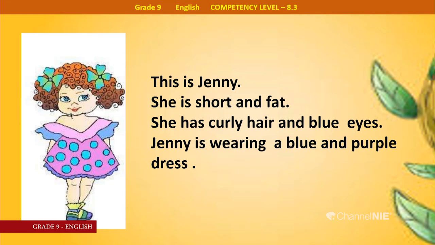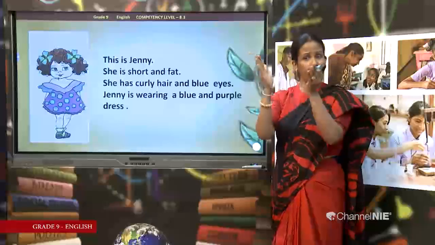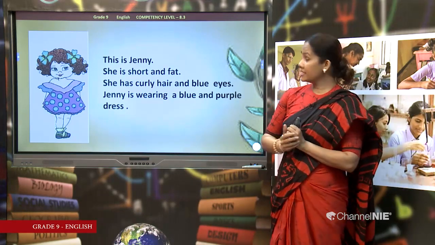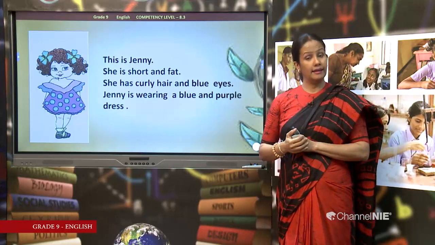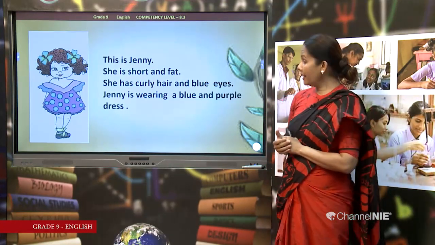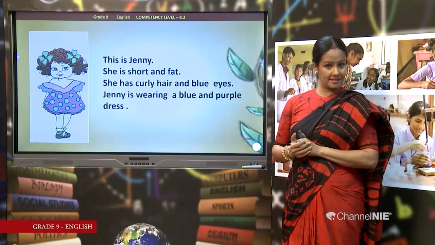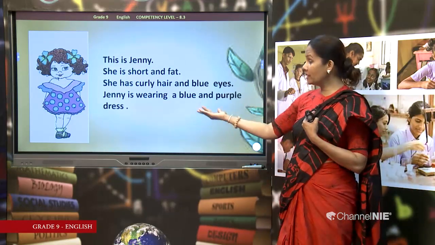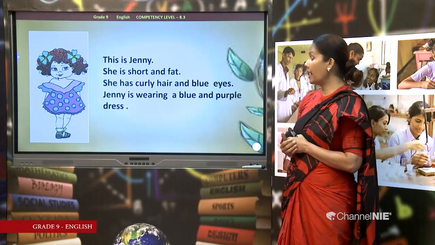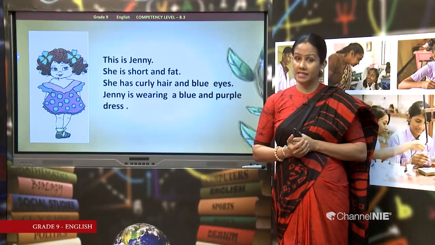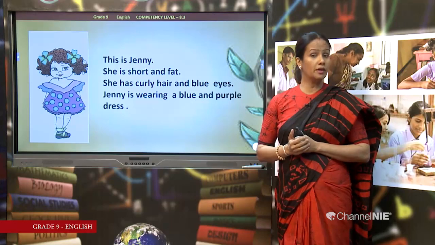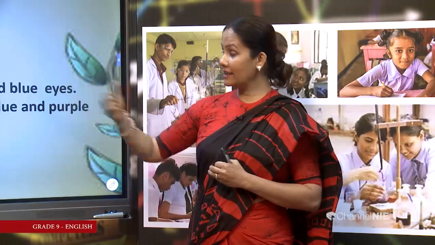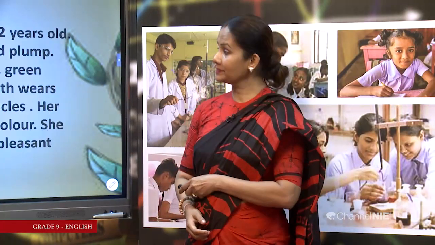So we say in this sentence, remember, here we have combined two simple sentences together with and. We say she has curly hair and blue eyes. And we are talking about her dress. What are we telling about her dress? Jenny is wearing, at the moment, a blue and purple dress. That's why we are putting the ing form into the verb. By the time we look at Jenny, she is wearing a blue and purple dress.